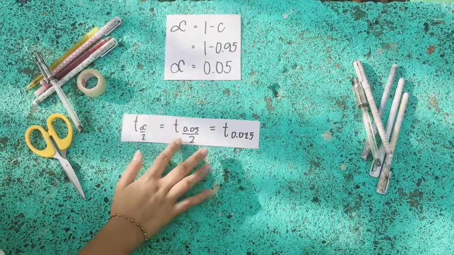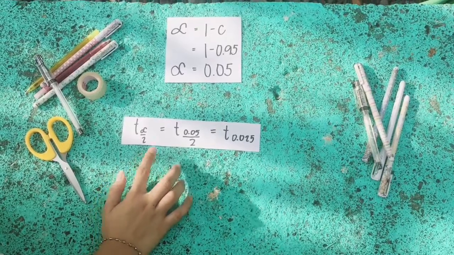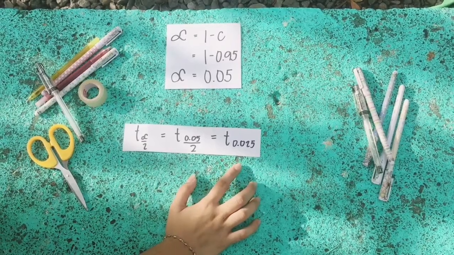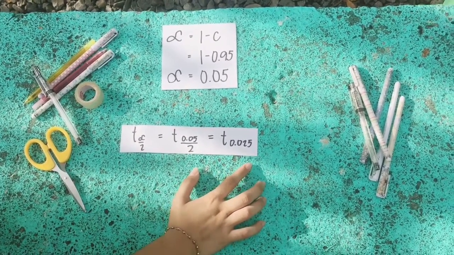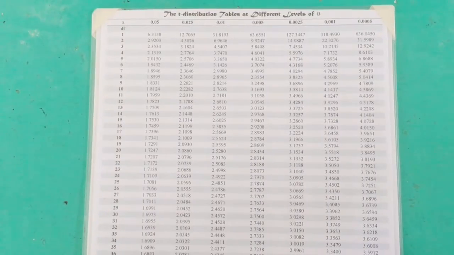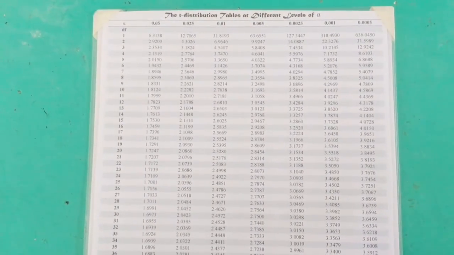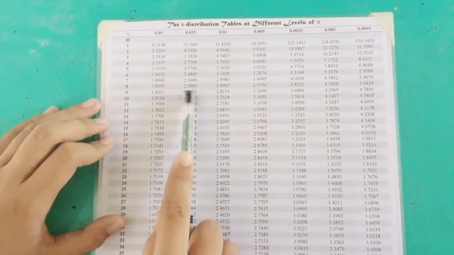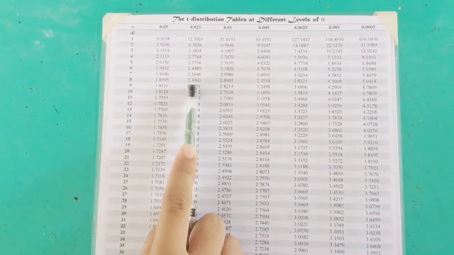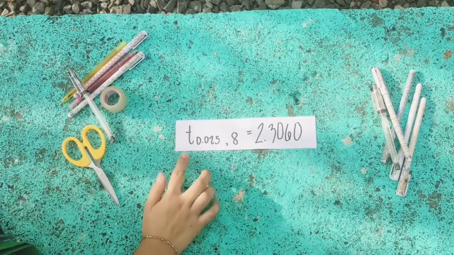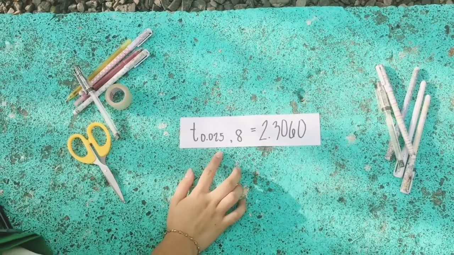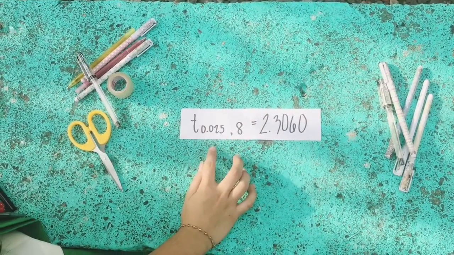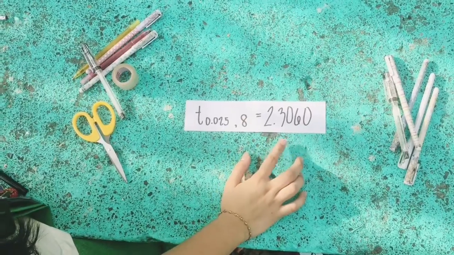Next, we are going to find t alpha over 2, and since alpha is equal to 0.05, this will be t 0.025. Alpha is 0.025 and our df is equal to 8. Therefore, our t alpha is equal to 2.3060. Since we have t 0.025 and the degree of freedom, which is 8, we are going to locate these values in the t table, which is 2.3060.